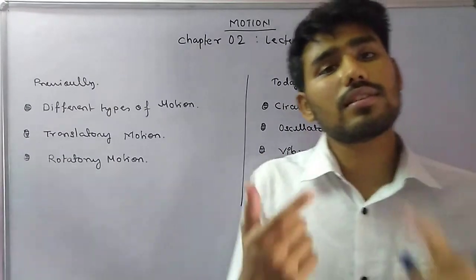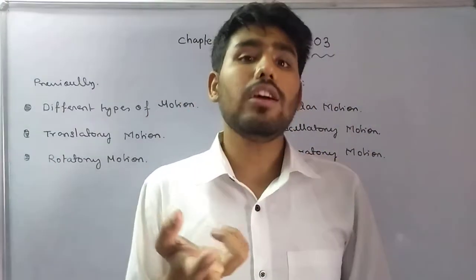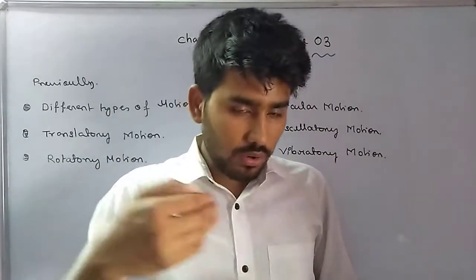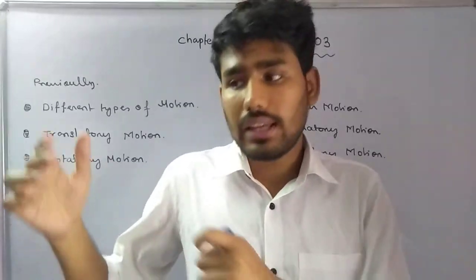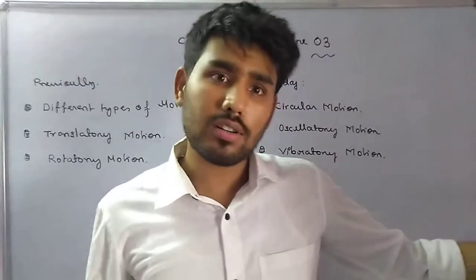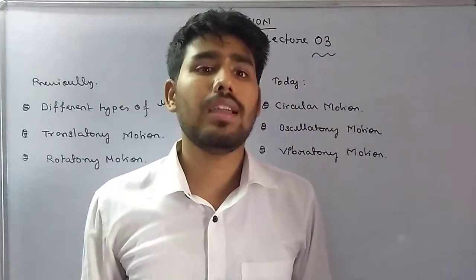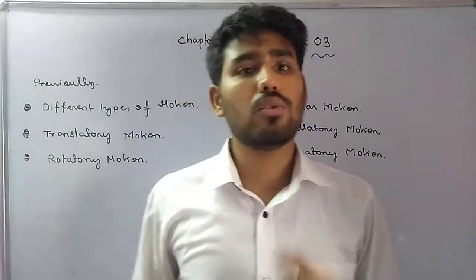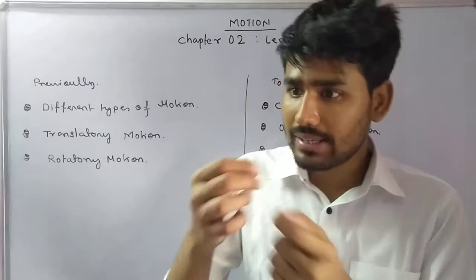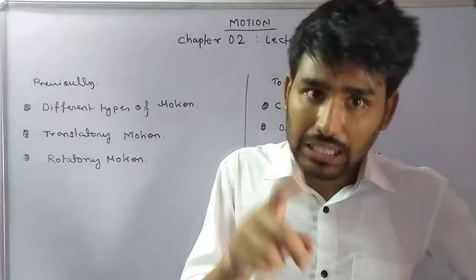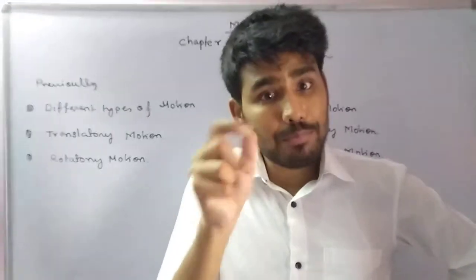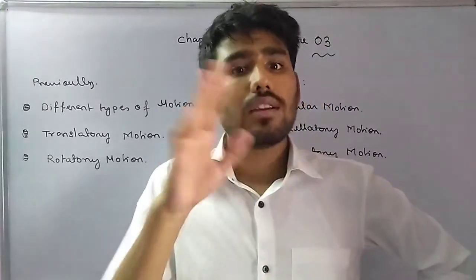We discussed what we mean by translatory motion and rotatory motion. If the body moves along a straight line or curved line such that every point on the body covers the same distance in the same interval of time, it is called translatory motion. Rotatory motion means the body rotates about a fixed axis or a fixed point, and this point is present inside the body.